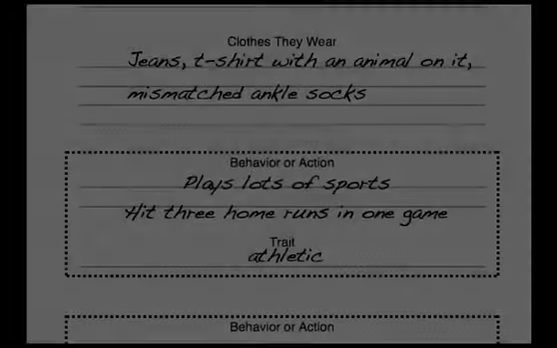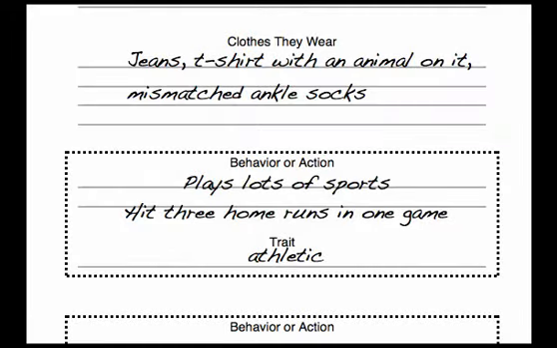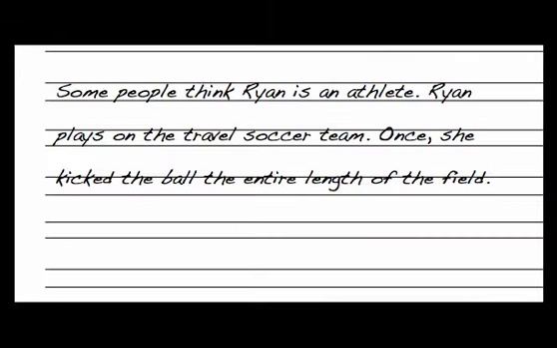The final information you'll put in your paper are the traits. Write a sentence using the trait you chose for the first behavior. Ryan is athletic. Or, some people think Ryan is an athlete. Now write a sentence or sentences telling about the behavior. Ryan plays on the travel soccer team. Once she kicked a ball the entire length of the field. Now write a sentence using the trait you chose for the second behavior.